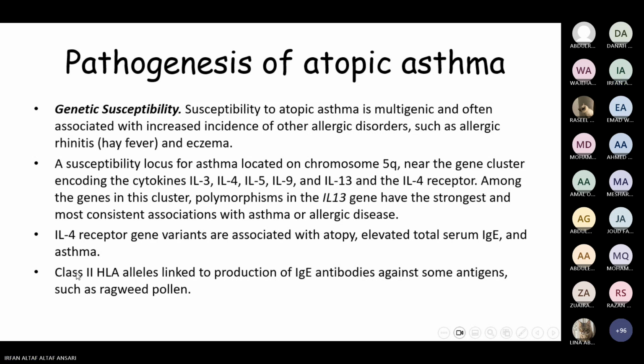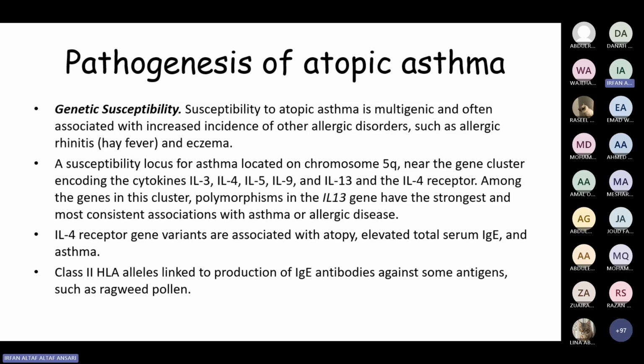There are also class 2 HLA, human leukocyte antigen, alleles which are linked to the production of IgE antibodies against some antigens like ragweed pollen. This is a special type of weed, and pollen of this weed can also lead to the development of asthma, and that is seen with class 2 HLA. This is just for extra knowledge that I have added.